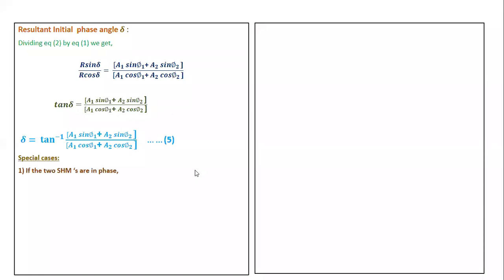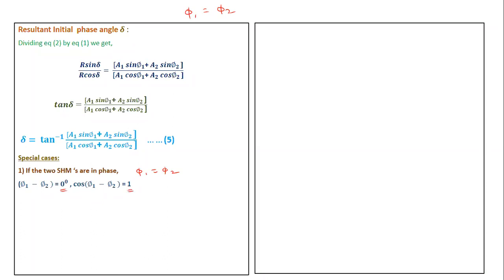The first special case is here. If two SHM are in phase. In phase means they are having the same phase. If they are having the same phase, it means phi 1 and phi 2 are the same. If phi 1 and phi 2 both are the same, it means that the difference between phi 1 and phi 2 is 0 degree. Then cos of 0 is 1.